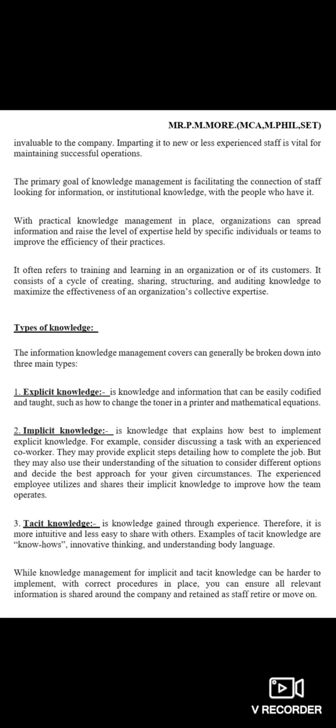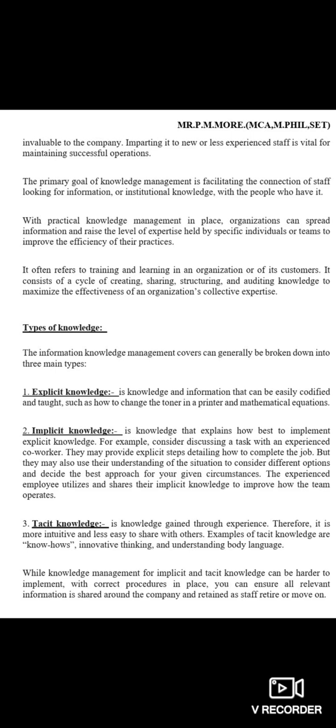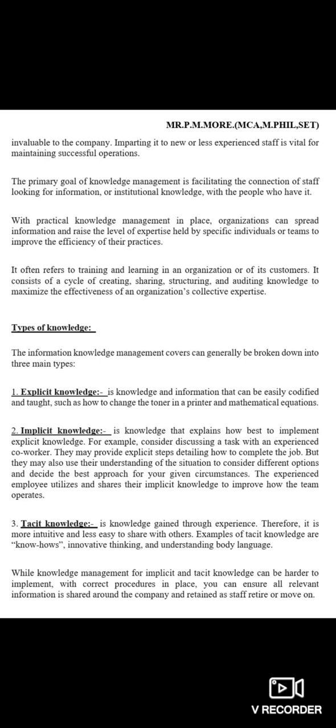The information knowledge management covers can generally be broken down into three main types. First is explicit knowledge, second is implicit knowledge, and third is the tacit knowledge. First, explicit knowledge is knowledge and information that can be easily codified and taught, such as how to change the toner in a printer and mathematical equations. It is called explicit knowledge.